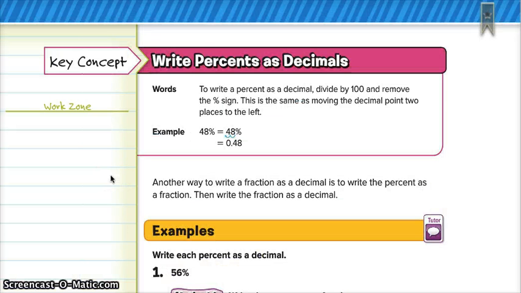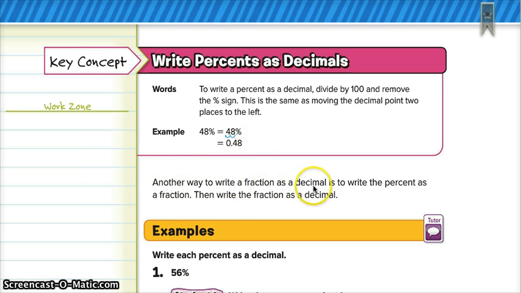We're going to flip to page 2. At the top of page 2, you have some directions for writing percents as decimals. It says to write a percent as a decimal, divide by 100 and remove the percent sign. This is the same as moving the decimal point 2 places to the left. So if you take a look at our example, it says 48%. They remove the percent sign, place a decimal point after the 8, and move it in 2 spaces to the left. That would get you a decimal of 0.48.